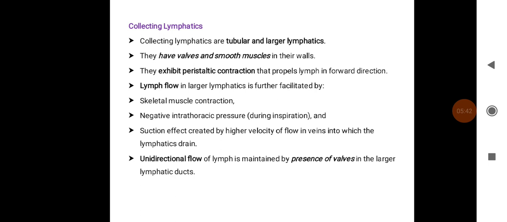Collecting lymphatics are tubular and larger lymphatics. They have walls and smooth muscles in their walls. So that is why they exhibit the peristaltic contraction that propels the lymph in a forward direction. Lymph flow in larger lymphatics is further facilitated by skeletal muscle contraction and negative intrathoracic pressure that occurs during inspiration, which creates a suction effect. That is why the lymph flow is higher. The unidirectional flow of the lymph is maintained by presence of valves in the larger lymphatic ducts.